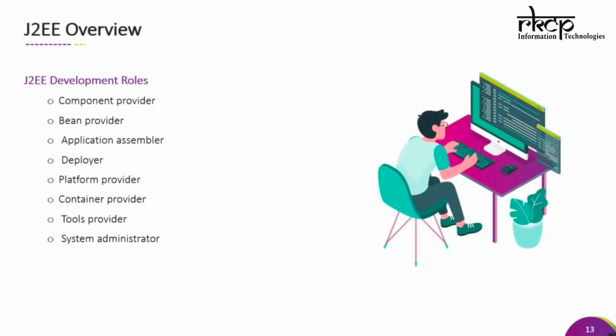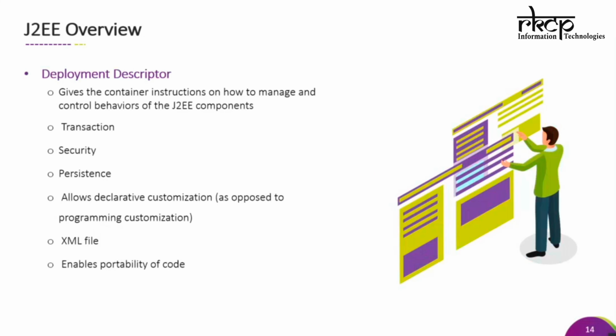In the same way, for development roles, J2EE development roles means whenever you are going to design your team, in your team there are the component provider, bean provider, application assembler, deployer, platform provider, container provider, tool provider, system admin. So there are many roles you will get when you come to ITC in future. You will be part of some role, either deployer or component provider; these are the different roles available in one project.